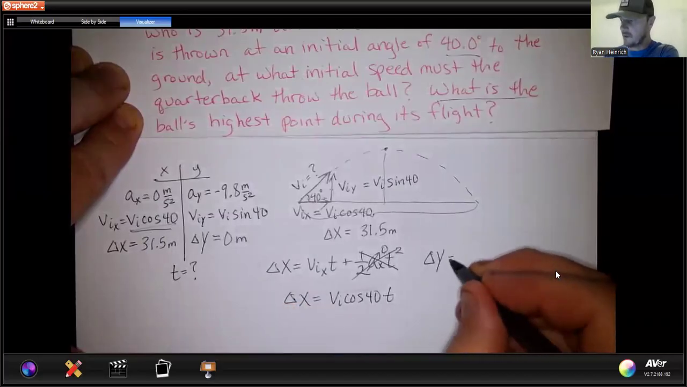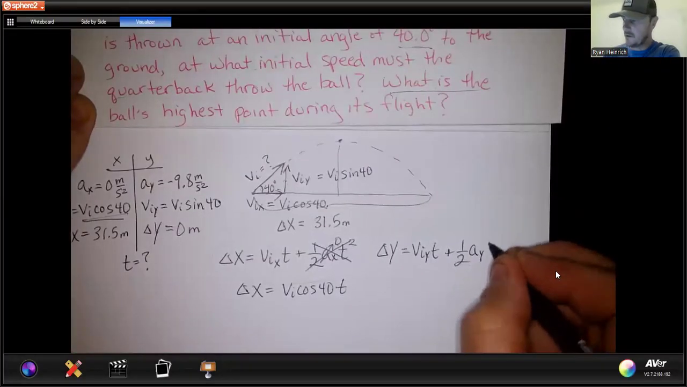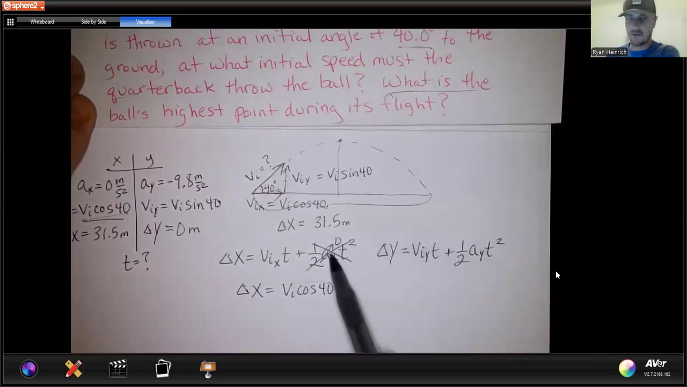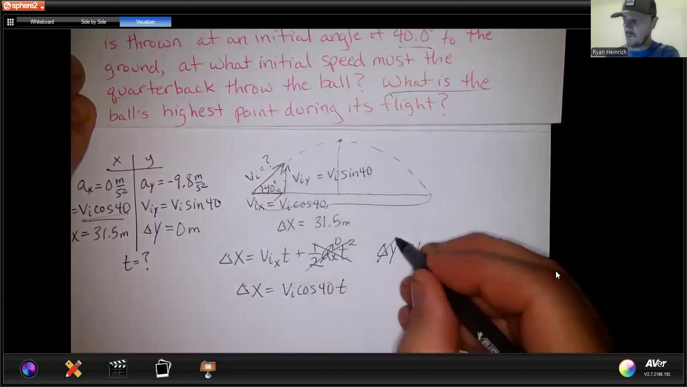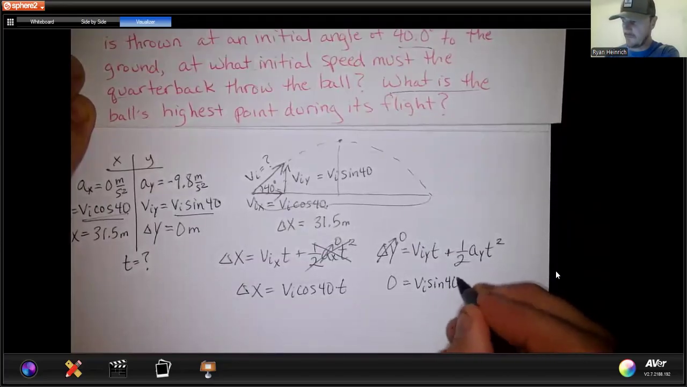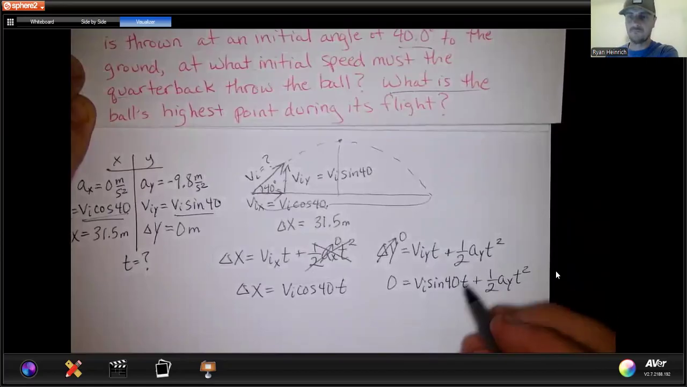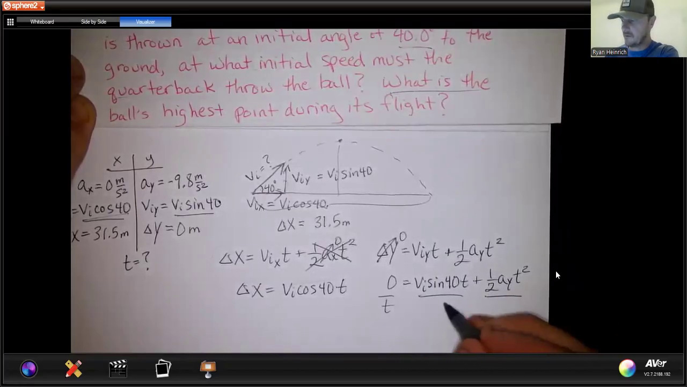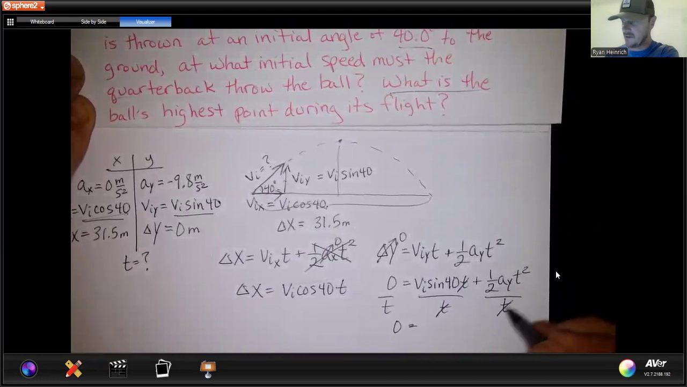Let's go to the delta y, same idea. We're just going to change everything to y's instead of x's. And here we have a different 0. While acceleration was 0 in the x-axis, in the y-axis we know it's not, but we do know that for the whole trip, my change in y is 0, and therefore I can write 0 equals, what's VIY? Expressed as VI, it is VI sine 40 t plus 1/2 AY t squared. Okay, I'm going to divide everything by t. And 0 divided by t is 0. This t cancels that t. This t cancels one of those t's. And we're left with VI sine 40.